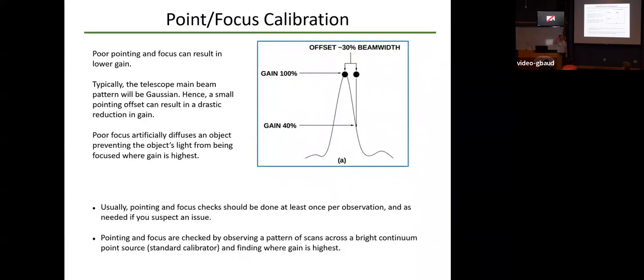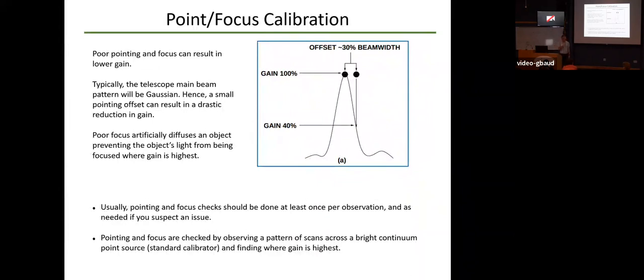You want to take the telescope out of focus, in and out of focus a little bit to sample where you get the peak brightness as you do that out of focus measurement. And then that sets where the focus of the telescope is put. So we recommend that you do these at the start of any observation.